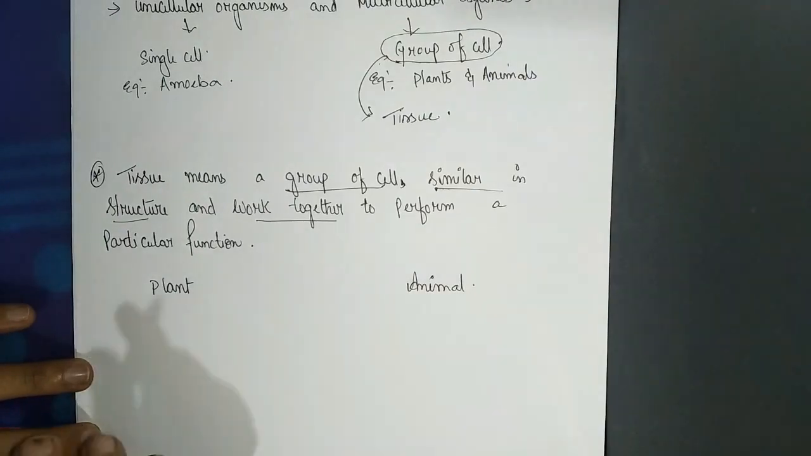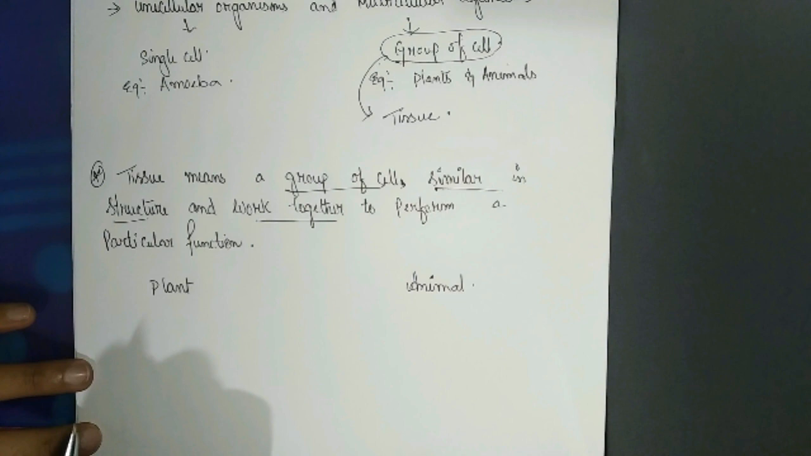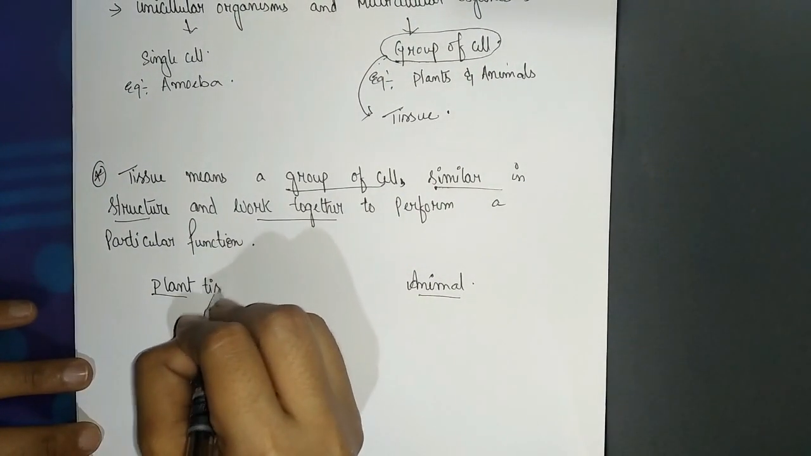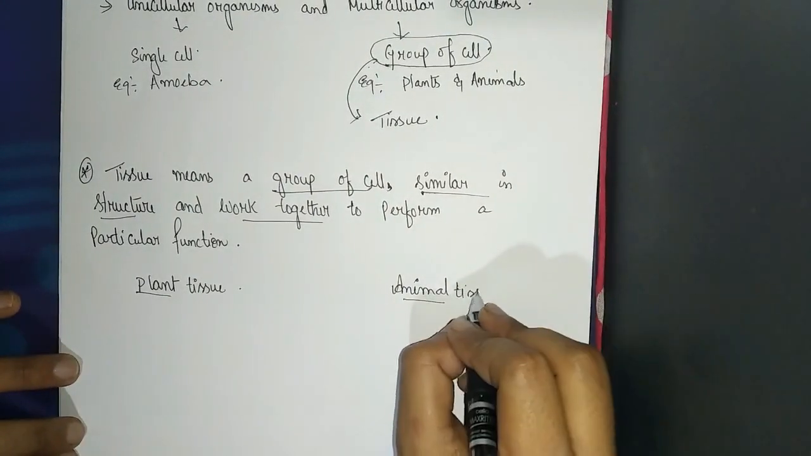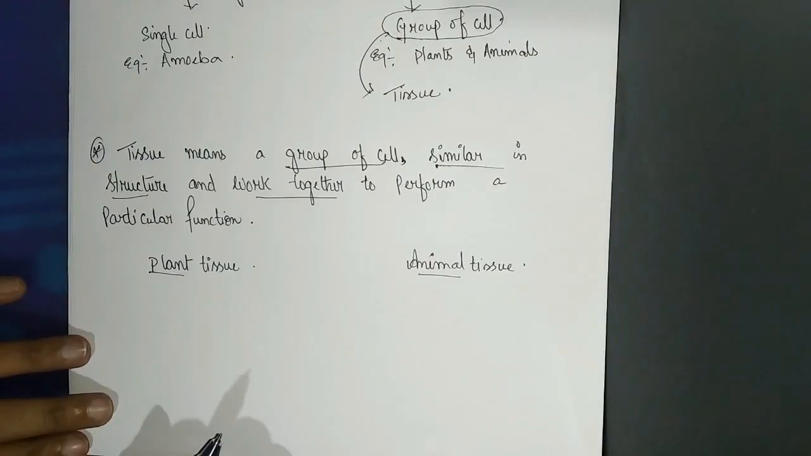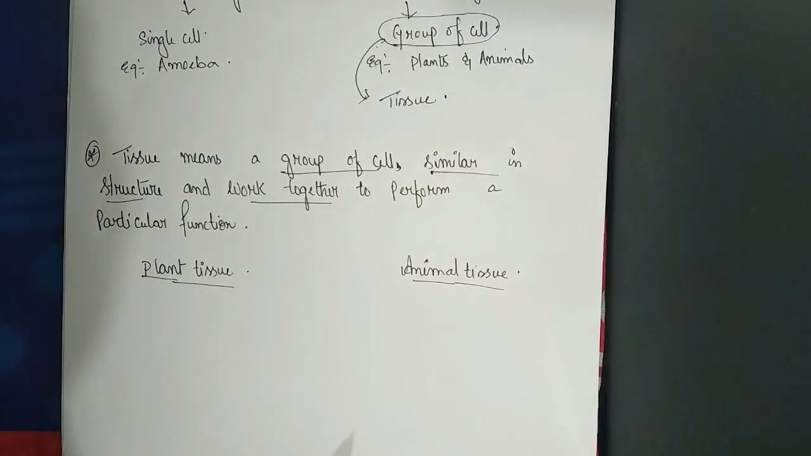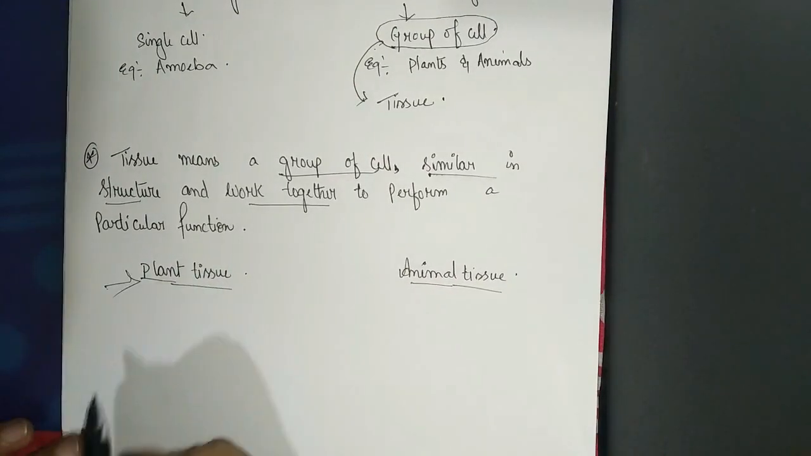So we know that every living organism is made up of cells, right? For multicellular organisms, we take two examples, that is plants and animals. So this plant is also made up of a group of cells, and this animal is also made up of a group of cells. That is, in plants we will have plant tissue, and in animals we will have animal tissue. So first of all, let us discuss plant tissue.